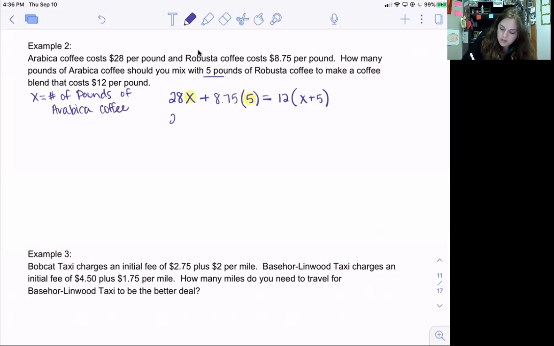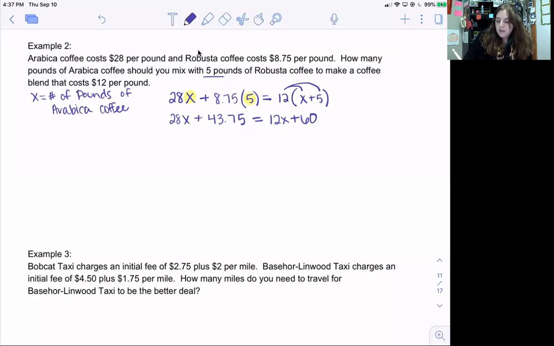So we have 28x plus, I'm not going to try to do this in my head. So we multiply 8.75 times 5, we get 43.75, which equals, and now we're going to distribute. So 12 times x is 12x, and 12 times 5 is 60.